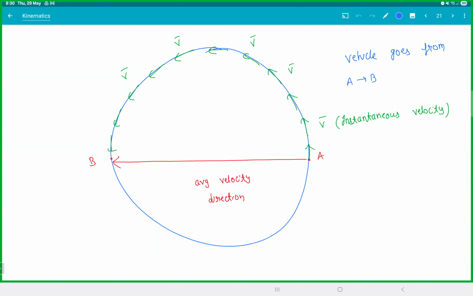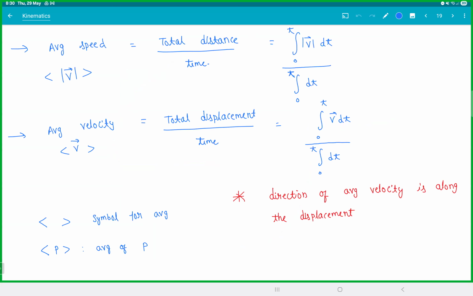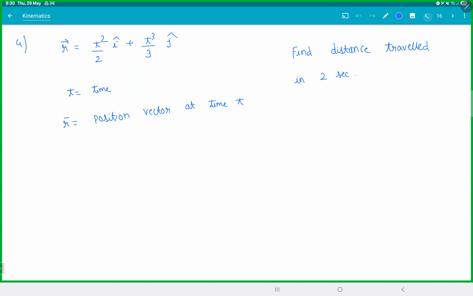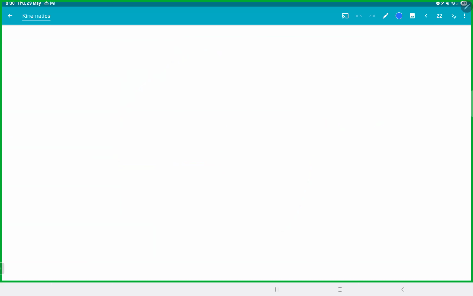Great. So this was the last thing that we did: average velocity, instantaneous velocity. Great. So before going ahead, let's do one more problem and then we'll go ahead.